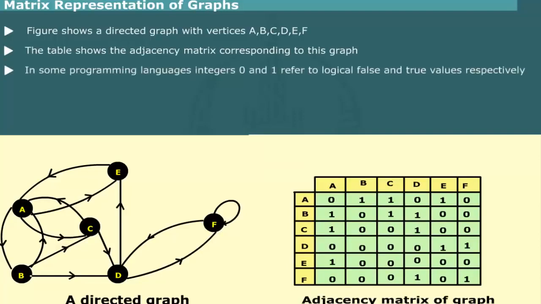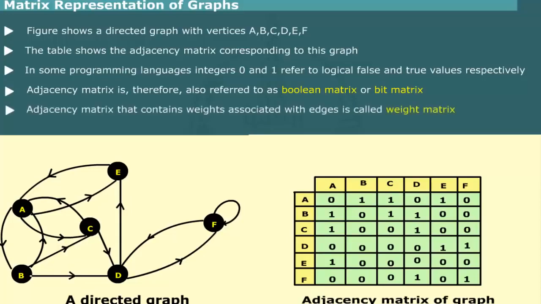Since in some programming languages such as C and C++, integers 0 and 1 refer to logical false and true values, the adjacency matrix is sometimes referred to as Boolean matrix or bit matrix. An adjacency matrix that contains the weight associated with edges of a weighted graph is called weight matrix.